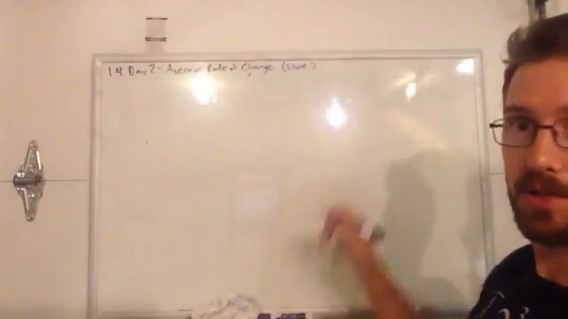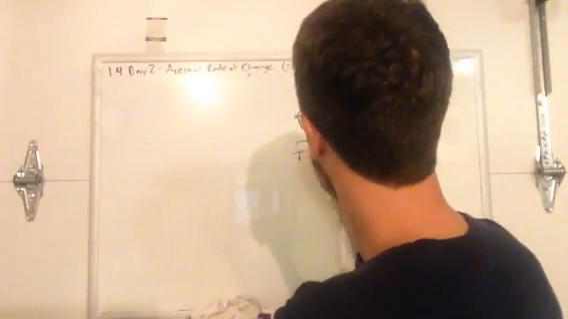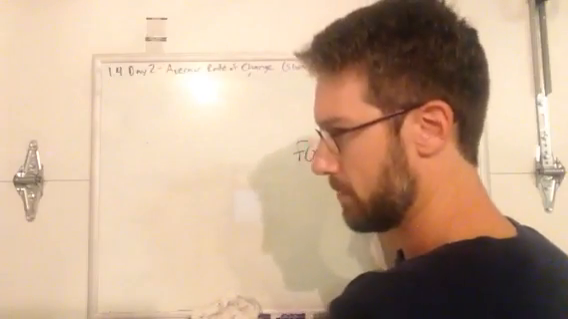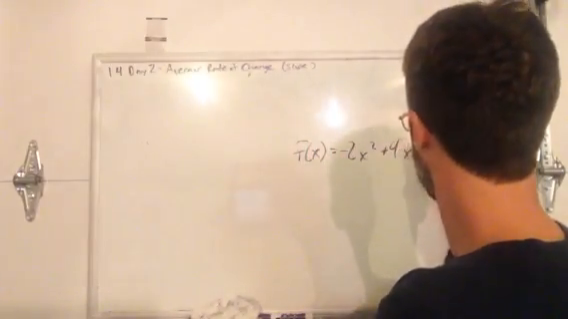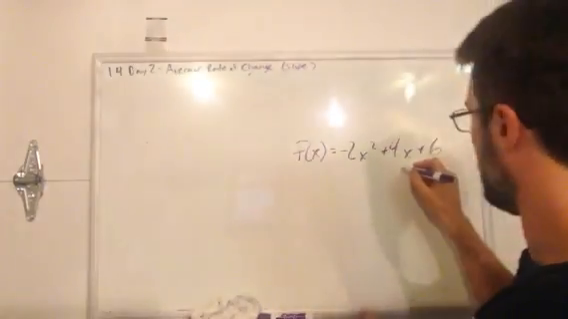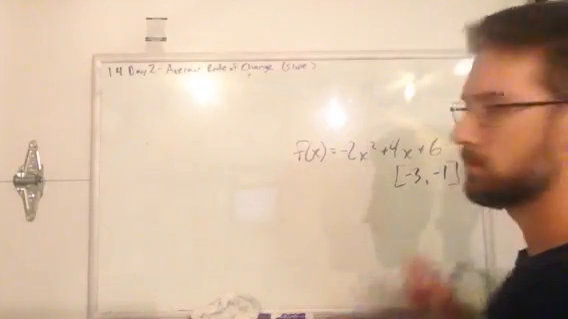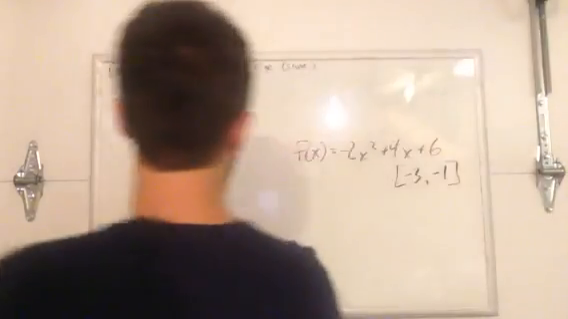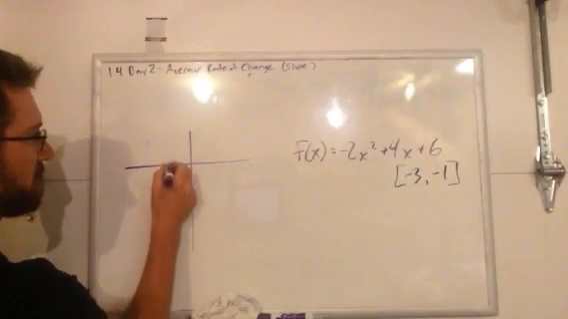Check where the reflections are. I can maybe write it right about here. F of x equals negative 2x squared plus 4x plus 6. And we want to know what this is on the interval from -3 to -1. Okay, now if we look at this on a graph, it's going to look something like this.